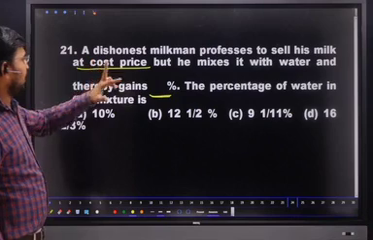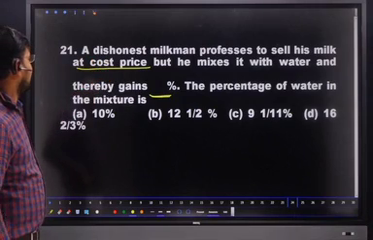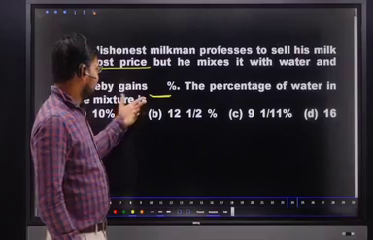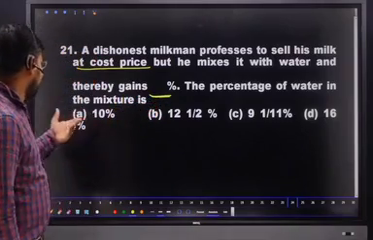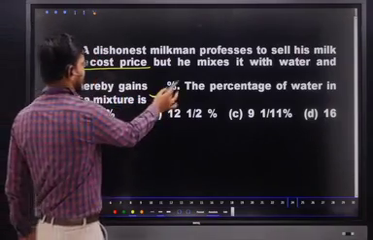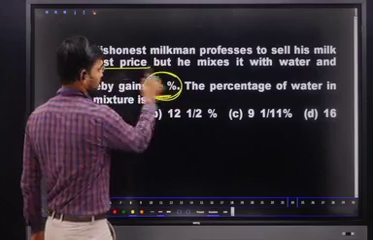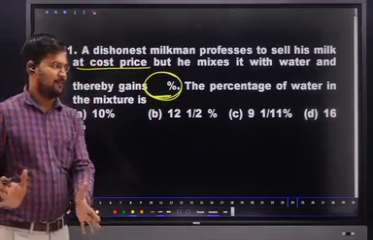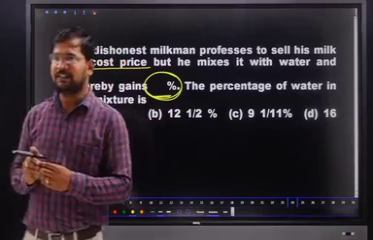A dishonest milkman professes to sell his milk at cost price, but he mixes it with water and thereby gains a certain percentage. The percentage of water in the mixture is dash. Here he is getting some profit, but that data is missing. I will check that one.